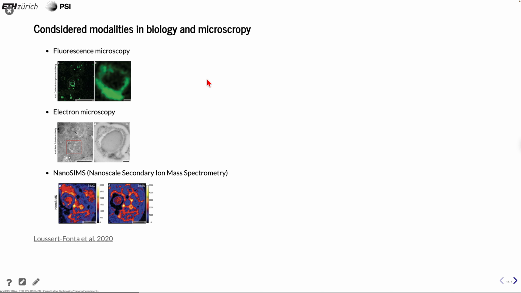Looking at modalities in biology and microscopy, here we have fluorescence microscopy, electron microscopy, and NanoSIMS, a mass spectroscopy method. These examples also, as you can see, provide different information about the sample, and also at different scales. If you look at the fluorescence microscopy, it's that little tiny thing you can see in the white box, and the red box corresponds to NanoSIMS. So here you also see the scale difference between the different modalities.